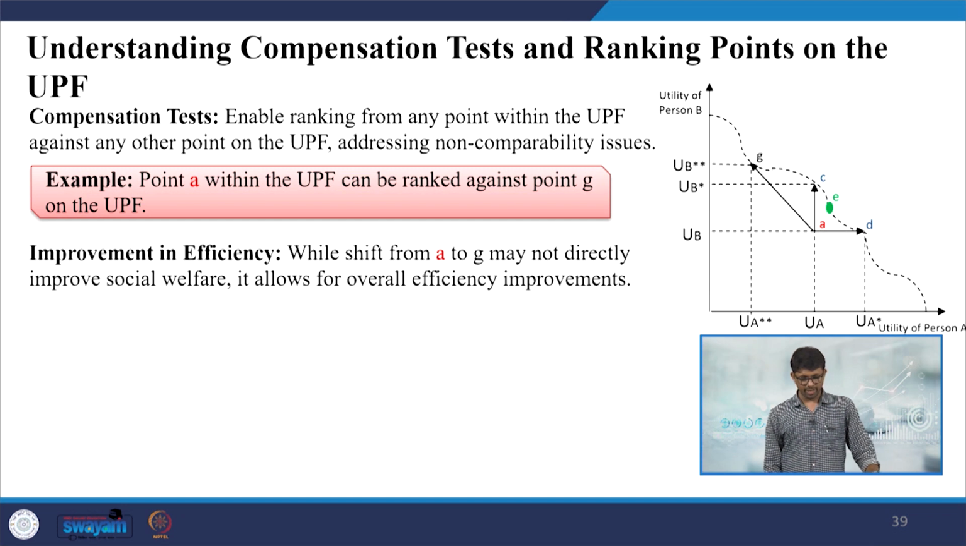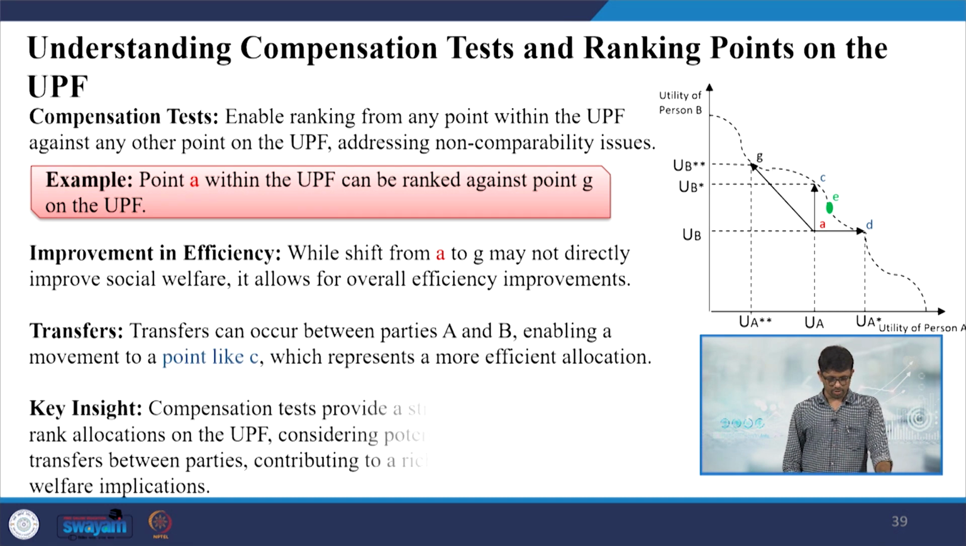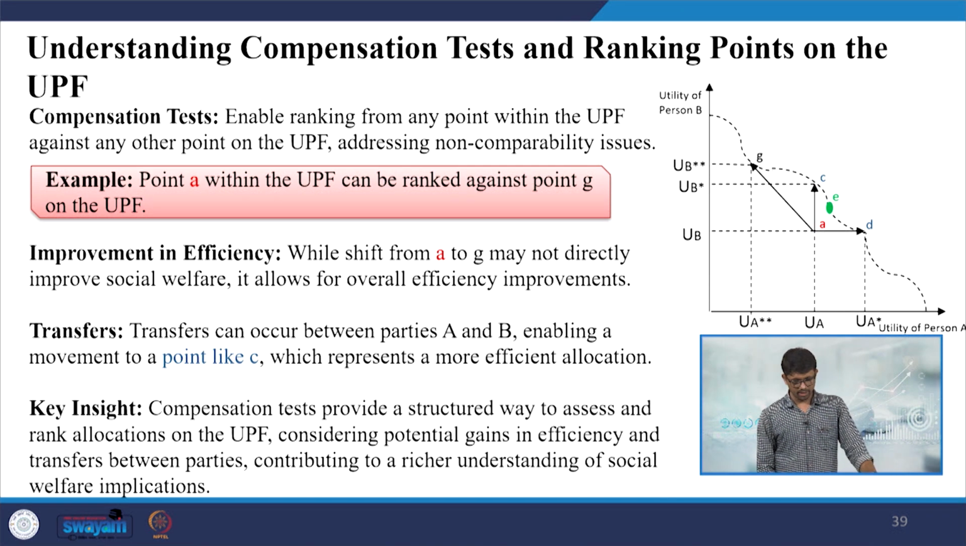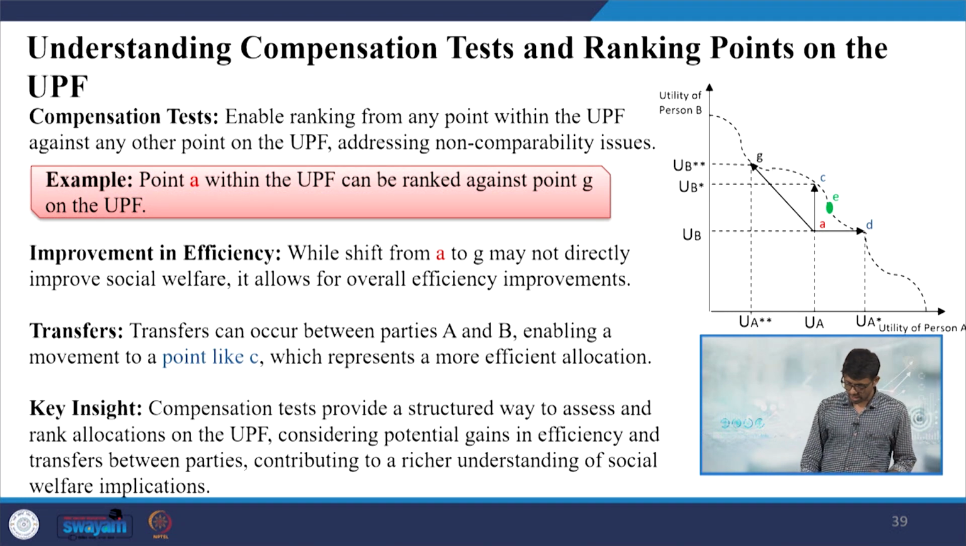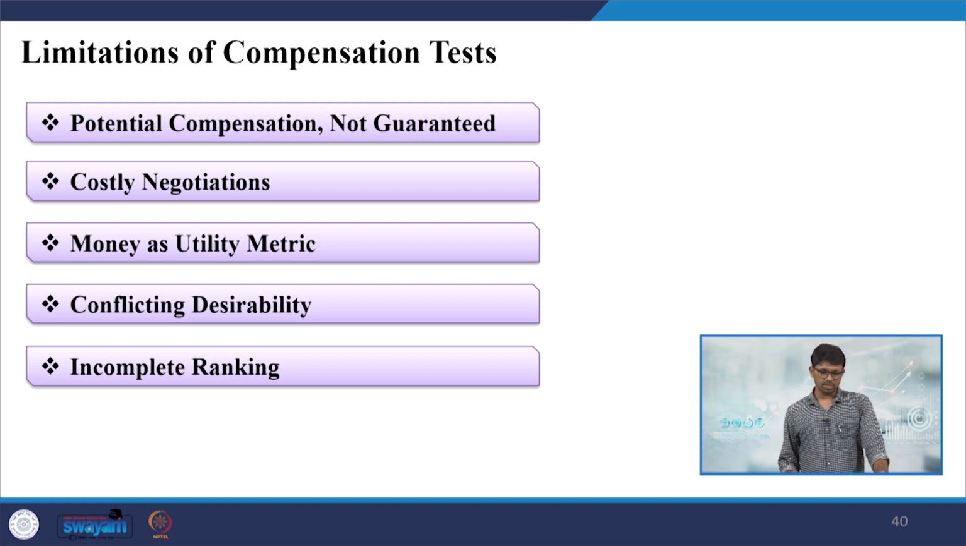So, while a shift from A to G may not directly improve social welfare, it allows for overall efficiency improvements. Transfers can occur between parties A and B, enabling an improvement to a point like C, which represents a more efficient allocation. The key insight is that compensation tests provide a structured way to assess and rank allocations on the UPF, considering potential gains in efficiency and transfers between parties, and contributing to a richer understanding of social welfare implications. There are limitations of the compensation test.